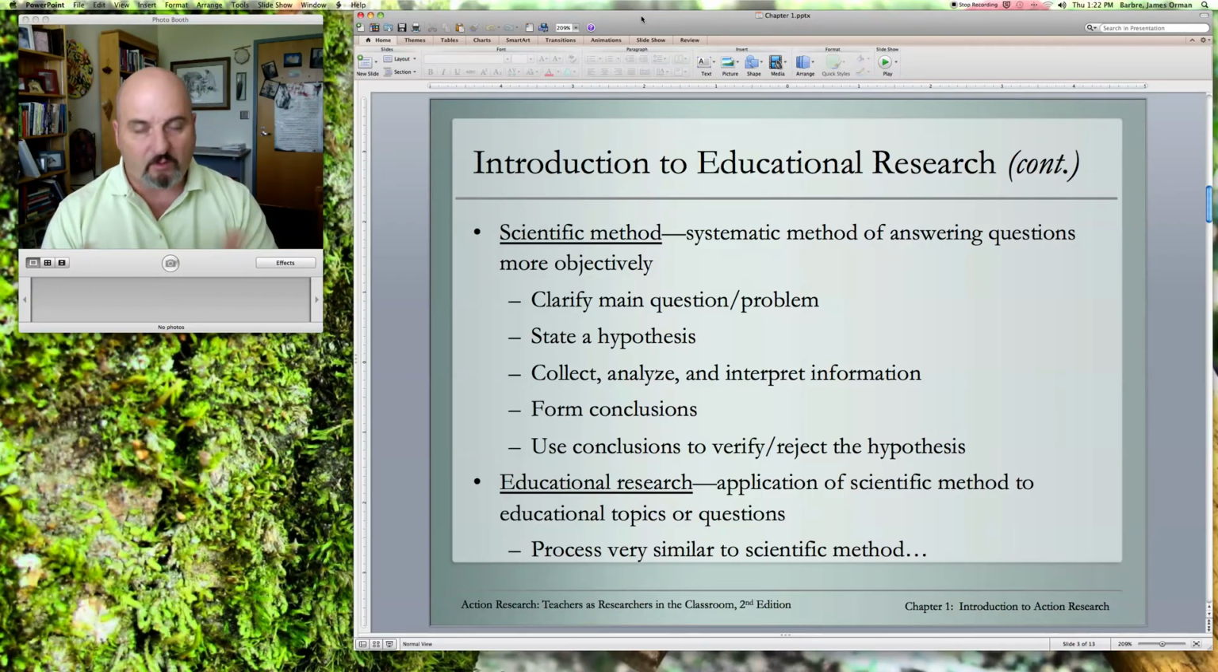Now, you'll remember from science methods classes, and science when you were in high school, you have these 5 different parts to the scientific method. What you're doing with educational research is applying that to an educational setting. So they're very similar. It's just that the dimensions of the question that you're asking can be different. The hypothesis that you go into it with can be different. Also, the forms of data that you collect and analyze can be different.